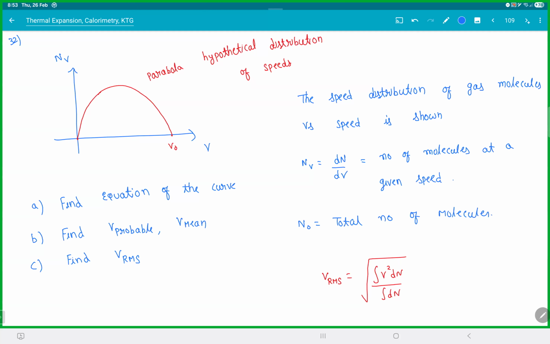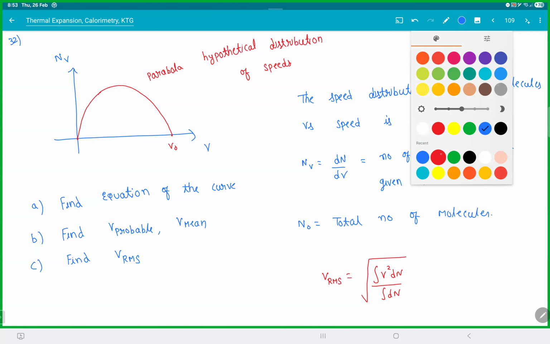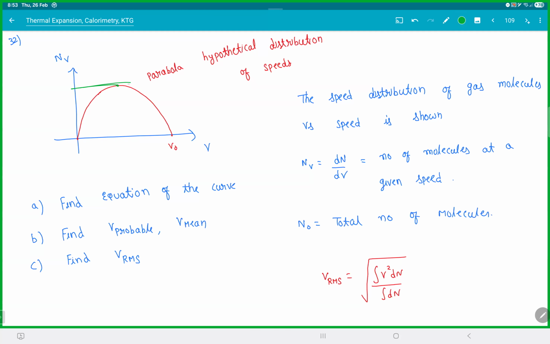Did everyone find V probable? That was the easiest one. What is V probable? The point where the maximum number of particles are. Isn't that exactly the midpoint? So V naught by 2 is the V probable. The velocity at which your maximum number of molecules have that speed. So N_V is maximum exactly in the center. It's a parabola. So yeah.